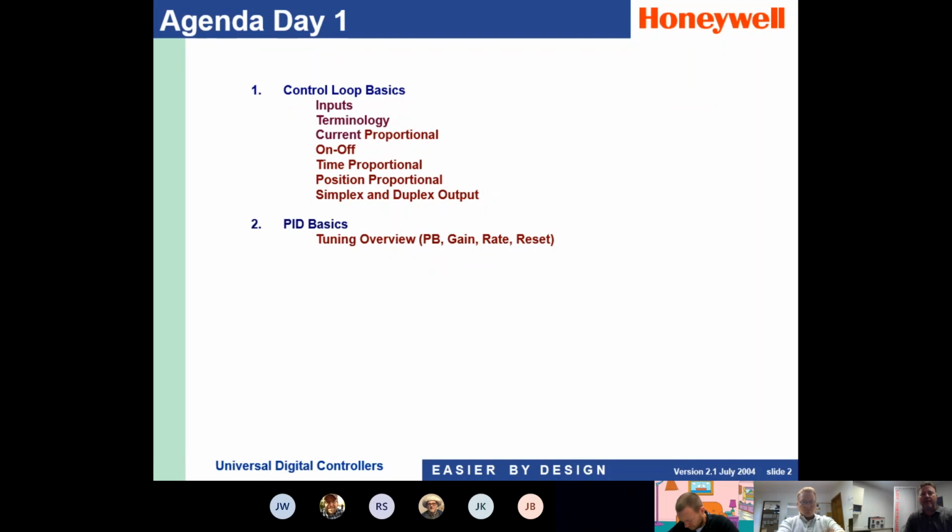So let's talk a little bit about the agenda. We're going to go through control loop basics. We're going to talk about inputs, terminology around a control loop, current proportional output, on-off output, time proportional, position proportional, and then we'll follow up with a little bit more of an elaborate type control scheme, which is either a duplex output or a simplex output. And then last but not least, PID basics. So this is going to be talking about tuning of a process control loop. We'll be talking about proportional band, gain, rate, and reset, and how they interact with each other.